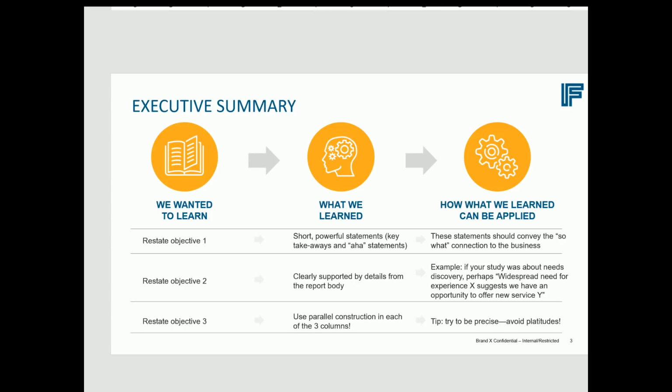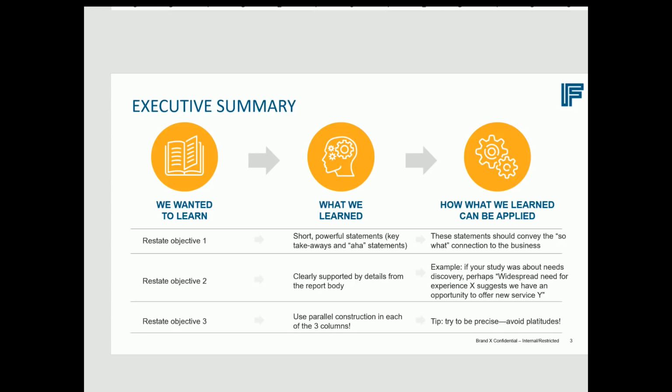So in my hypothetical example, I've got three objectives all under an icon and the phrase "we wanted to learn." So these are the things we wanted to learn. The middle column is what we learned. Okay, so for each objective for the project, what were the key things we learned? It's a really nice way to make it easy for your reader to see what the objectives were and what the key findings were. And then in the third column, I've created an icon that sort of looks like gears.